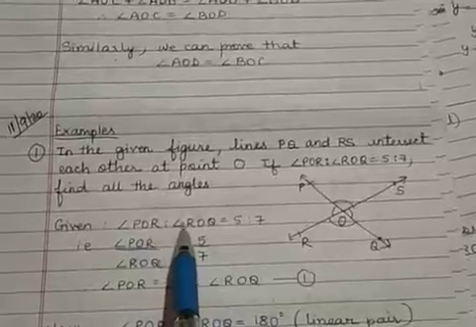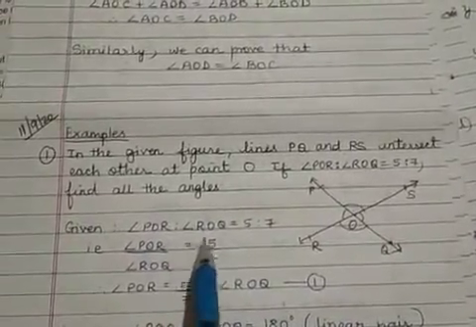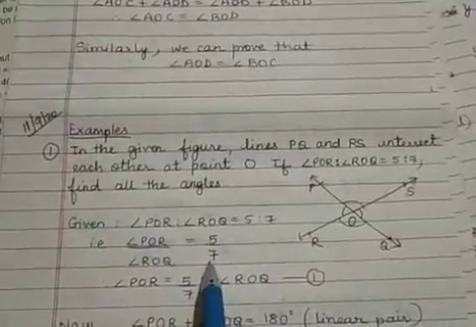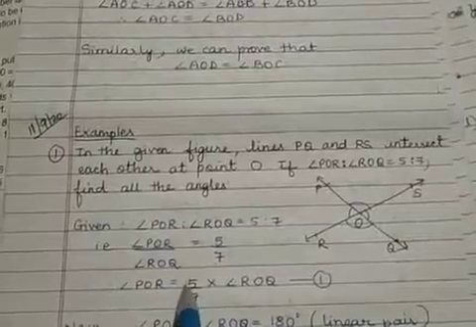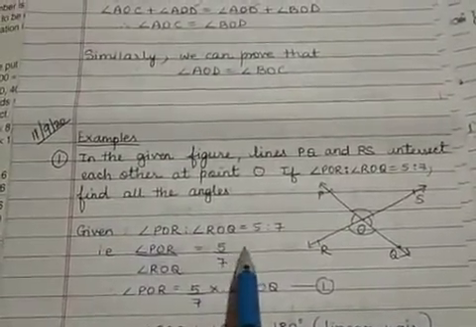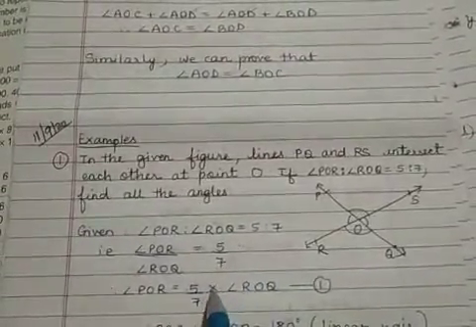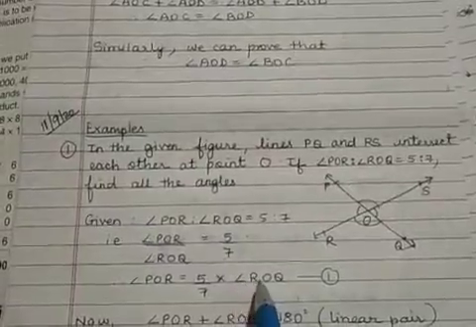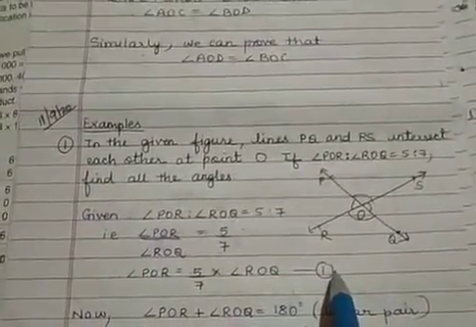I can also write this as angle POR upon angle ROQ is equal to 5/7. So if I want angle POR, I can write it as equal to 5/7 multiplied by angle ROQ, since if I take it on the other side, it is divided here, so it will get multiplied. Now let us number this equation as 1.